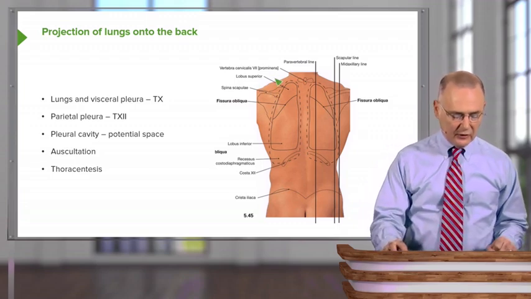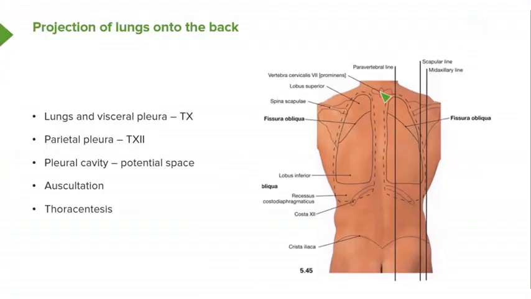Here we have a nice posterior view of the back. Our superiormost area of interest is going to be the vertebra prominens again, C7. And as we take a look, the apex of the lung, right in through here, its visceral pleura, and then the dashed line representing the parietal pleura is at the level of the vertebra prominens. Inferiorly, the lung and the visceral pleura that's adhered to it has a rib relationship to the 10th rib.